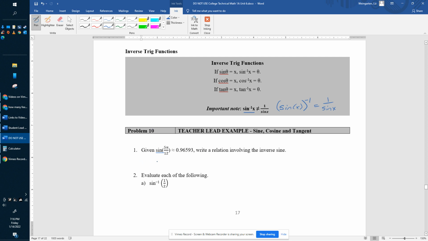So let's look at problem 10. Given sine of 5 pi over 12 is approximately 0.96593, write a relation involving the inverse sine. So what they're asking for here is how can we use the inverse sine to give another equation? So what we're going to do is the inverse sine of this ratio, that decimal is a type of ratio, is equal to the angle, the radian, 5 pi over 12.